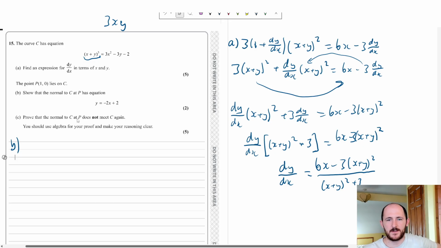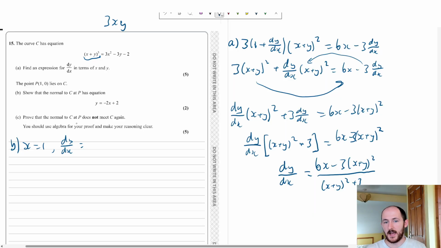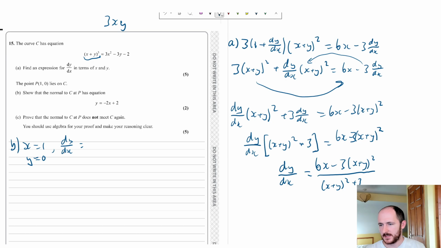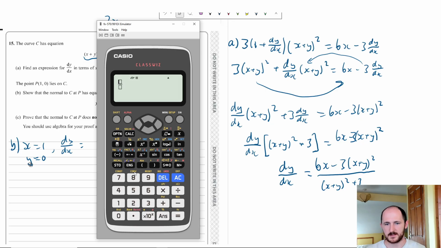So the normal to C at point P has the equation this. Okay, cool. So first thing we need to do is we need to sub in x equals 1 into our dy by dx formula. Actually, before we do that, we have to also sub in y equals 0 into that formula as well. Does that cancel anything? No, of course it doesn't, right? That would make my life too easy. But the good news is we don't have to write multiple things, so that's nice.